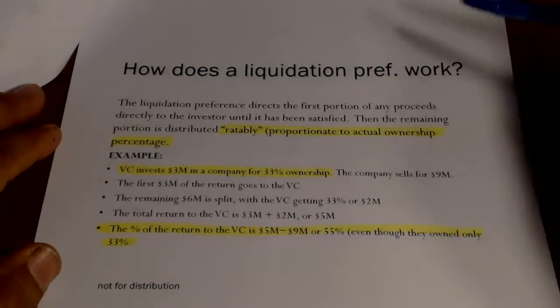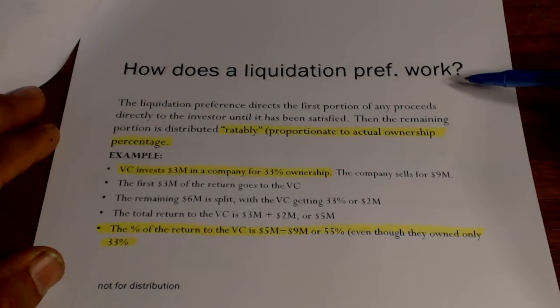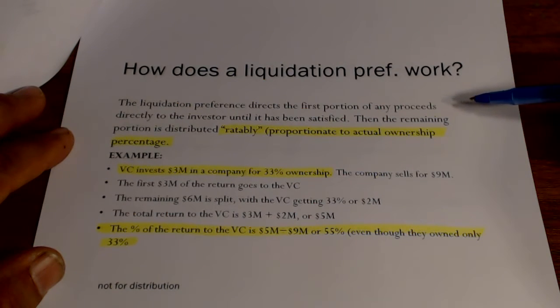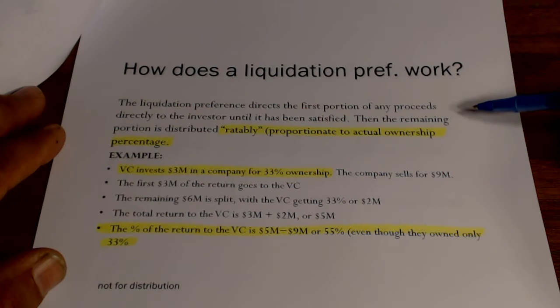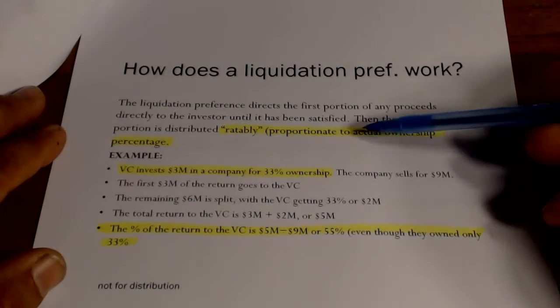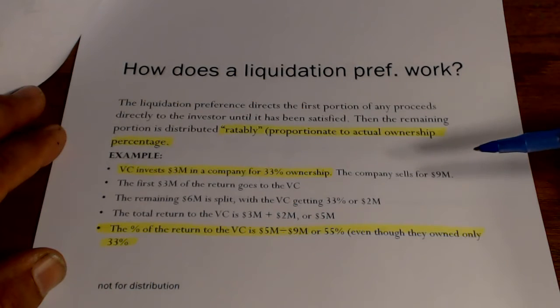How does liquidation preference work? Okay, so let's go through this example. Liquidation preference directs the first portion of any proceeds directly to the investor until it has been satisfied. Then the remaining portion is distributed ratably, proportionate to the actual ownership percentage.